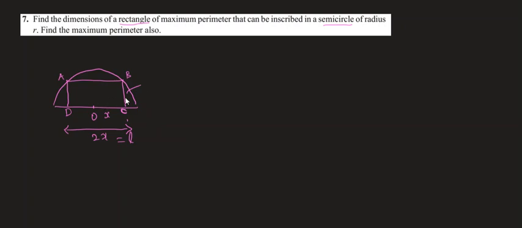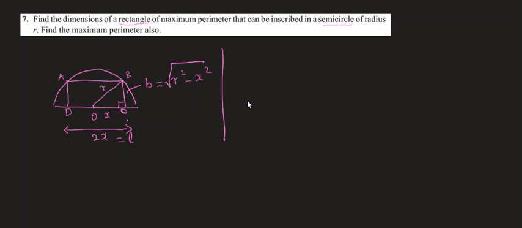And let us work out B, that is the breadth of the rectangle. Of course, this is the radius and this is the perpendicular height, so this is a right triangle. According to the Pythagoras theorem, B is equal to the square root of r squared minus x squared.